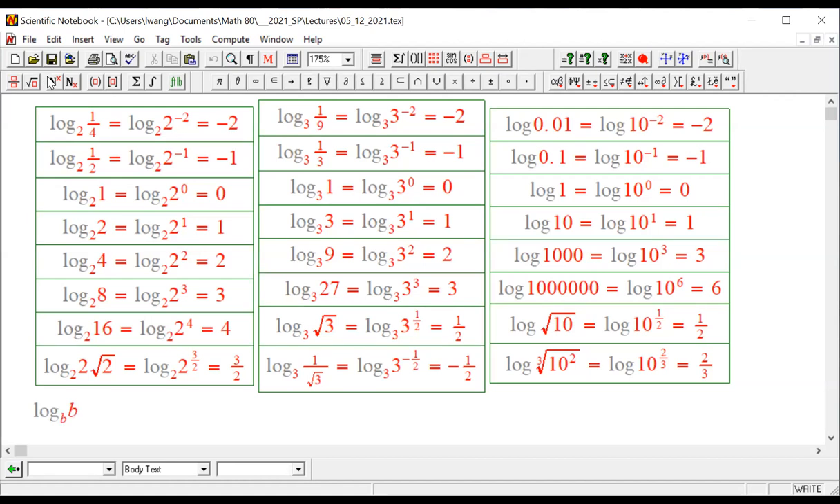and we have b squared, what will be the answer? Look at the three examples. The first row, first, second, third. What will be the answer?